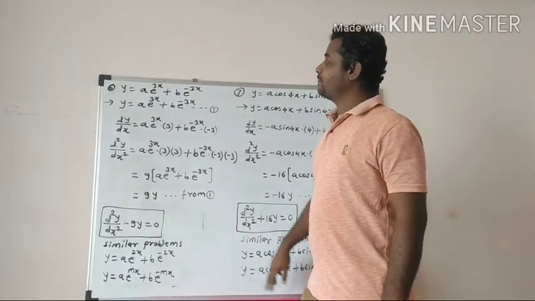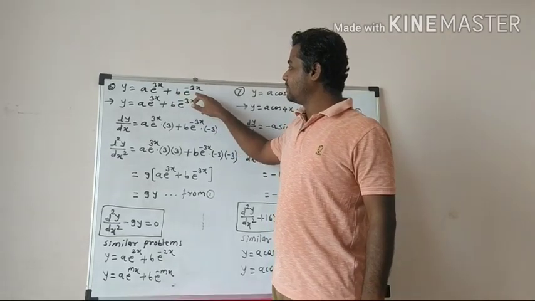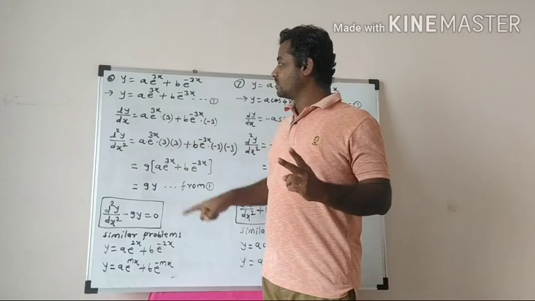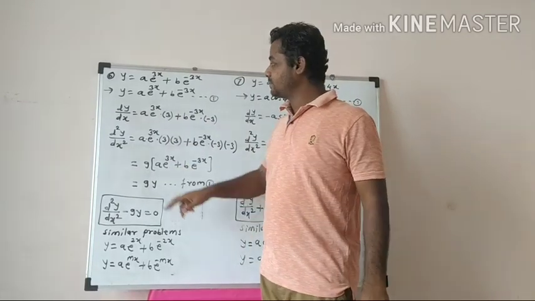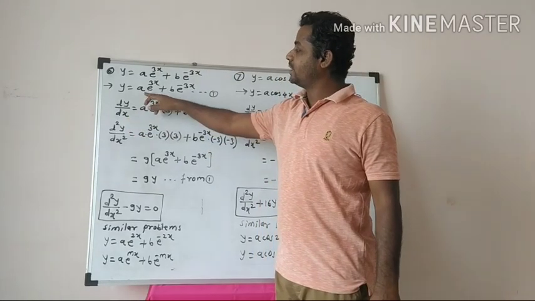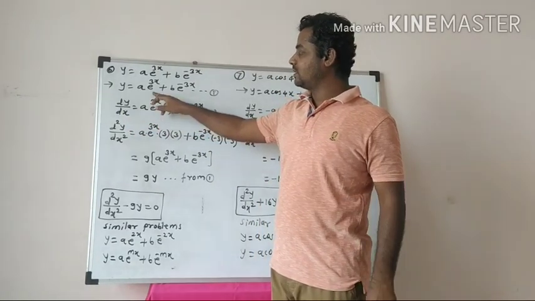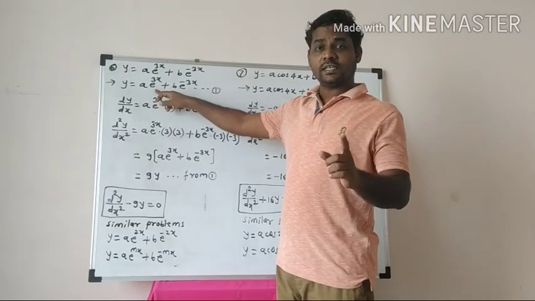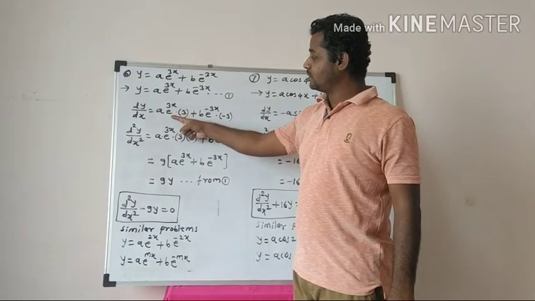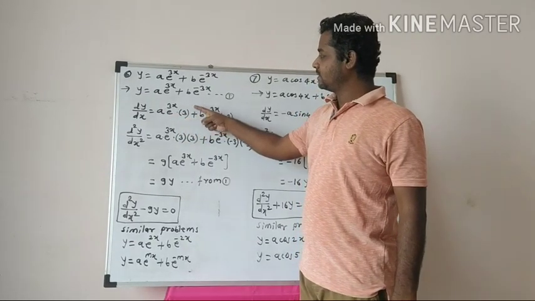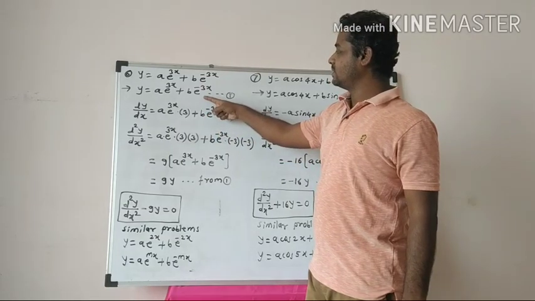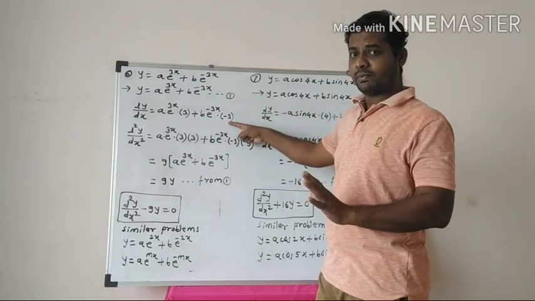Now we'll move to the next sum, that is y is equal to a e raised to 3x plus b e raised to minus 3x. So look here, a and b, two constants are there, so we differentiate 2 times. First derivative of y, dy by dx is equal to a, a constant multiplier, keep it as it is. Derivative of e raised to kx is e raised to kx into k. So derivative of e raised to 3x is e raised to 3x into 3, plus b as it is constant. Derivative of e raised to minus 3x is e raised to minus 3x into minus 3.